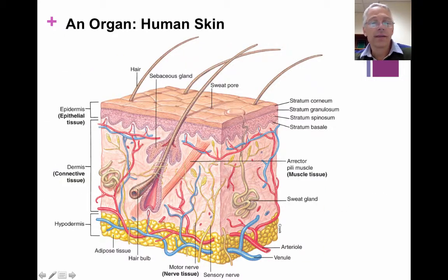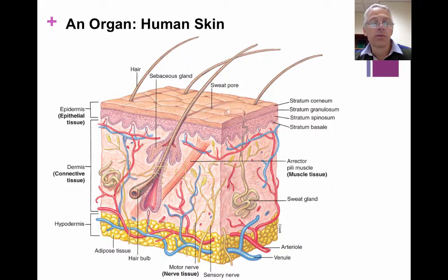All right, putting some of those different tissues together, we can look at skin as an example of a human organ. An organ is a collection of two or more different types of tissues working together to perform specific functions. Our skin has quite a few important functions: detecting stimuli, protecting us from the external environment, things like that.